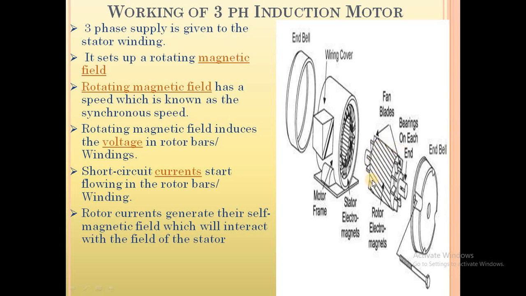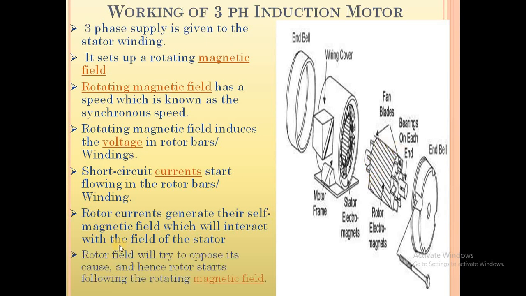But what happens next? The rotor magnetic field tries to catch the stator magnetic field, and this field will try to oppose the stator magnetic field as per Lenz's law. As per Lenz's law, the rotor magnetic field tries to oppose the cause of its production, that is, the stator magnetic field.